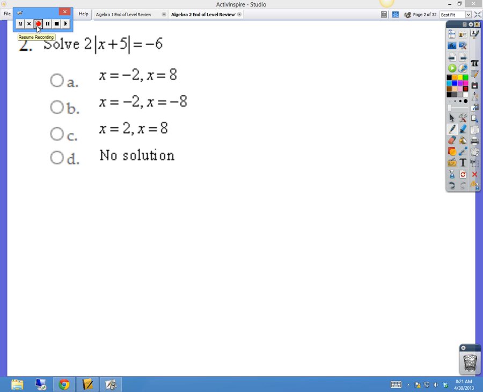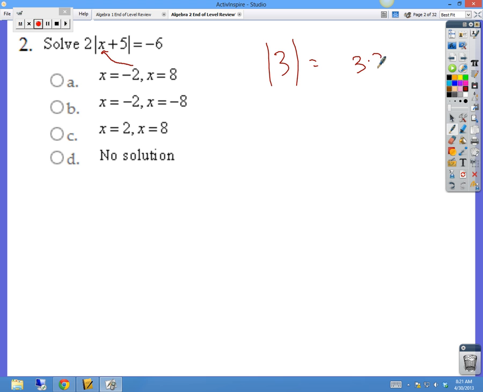If you don't know how to do it, you can plug in the answers and work your way back. So if you have no idea how to do it, you start with A. Try A. Let's say x is negative 2. What is negative 2 plus 5? What's the absolute value of 3? That's just 3. And then you've got to times it by 2. What's 3 times 2? They want you to end up at negative 6. So A is out, right?